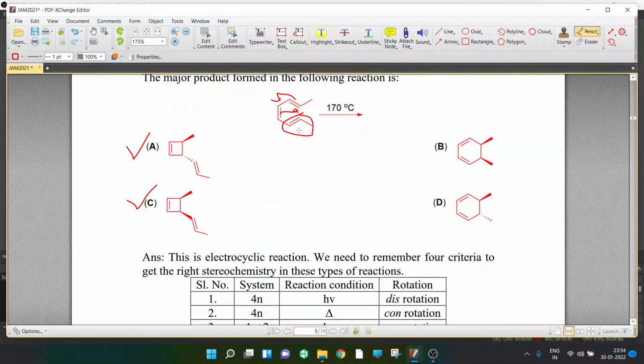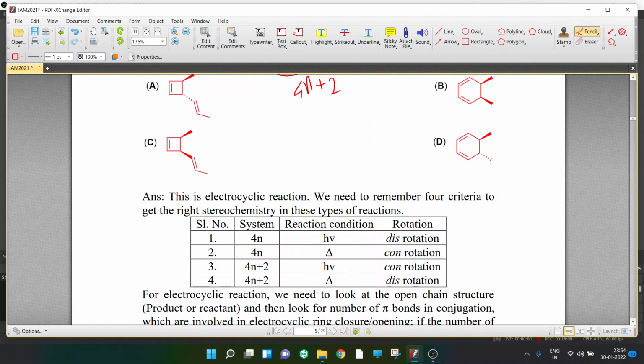But mostly, because the three alkenes, the three double bonds, are conjugated to each other, you have to consider the whole system. And in the whole system, how many electrons are there? 1, 2, 3, 4, 5, 6. 6, that means it follows the 4n plus 2 rule. I hope you understand, n is a whole number. So here n is equal to 1, so 4 into 1 is 4 plus 2 is 6. So 4n plus 2 in thermal condition is disrotation.